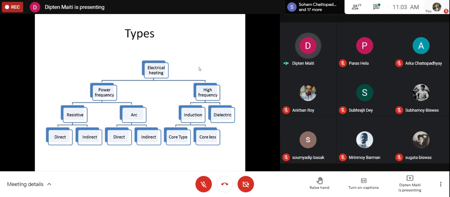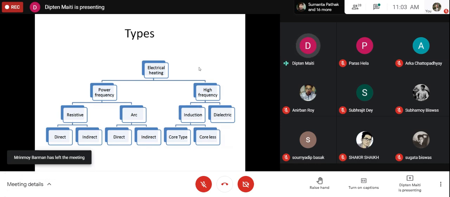for many different types. So electrical heating can be power frequency heating without changing any frequency here. We will just directly use the supply source from the mains. So power frequency heating, we would study mainly the resistive heating. Out of resistive heating, we will discuss two aspects: direct resistive heating and indirect resistive heating. We will discuss arc heating. Out of that, once again, direct arc heating and indirect arc heating.